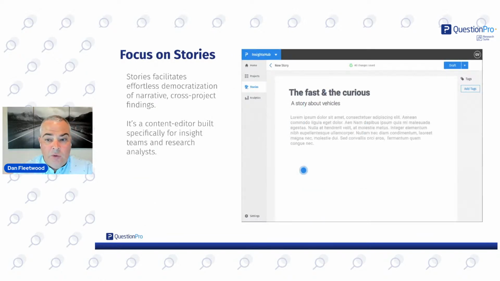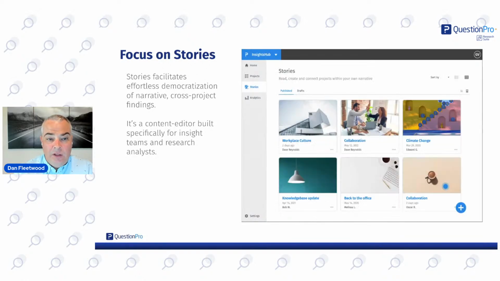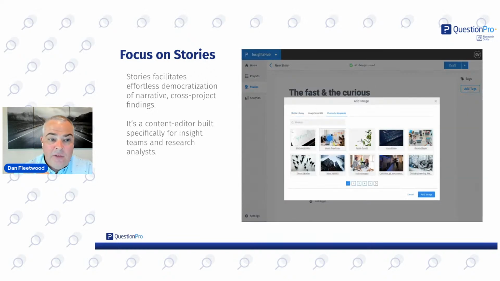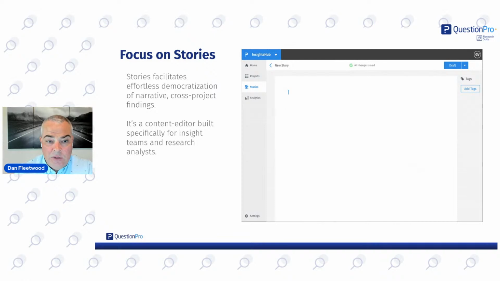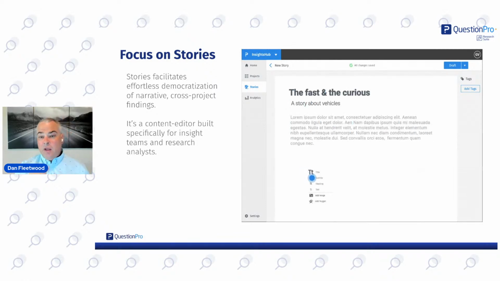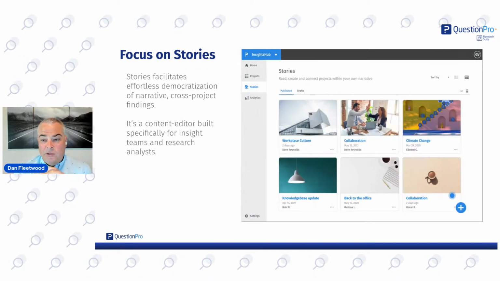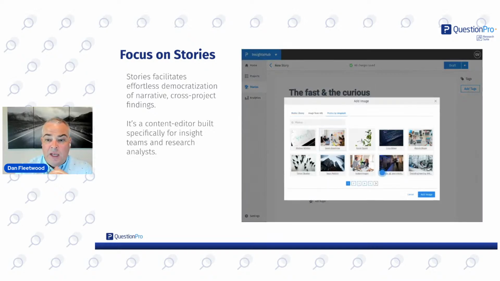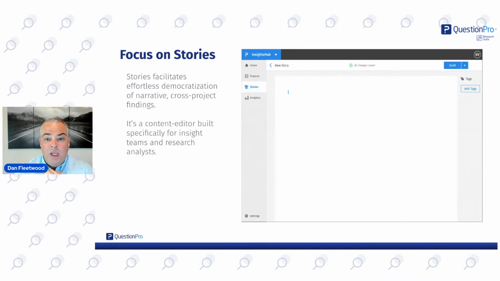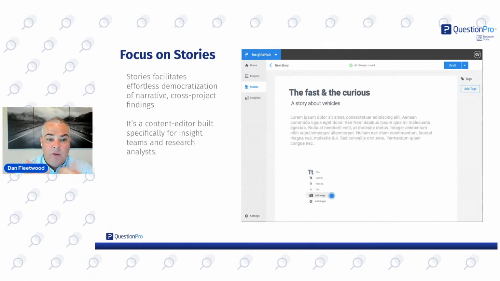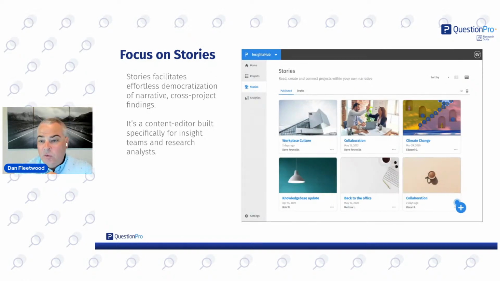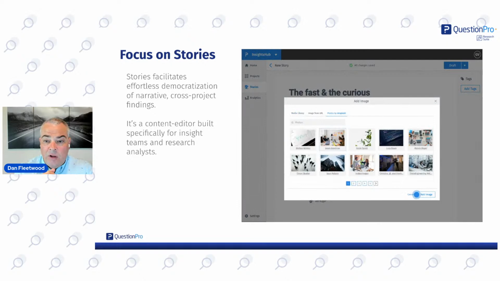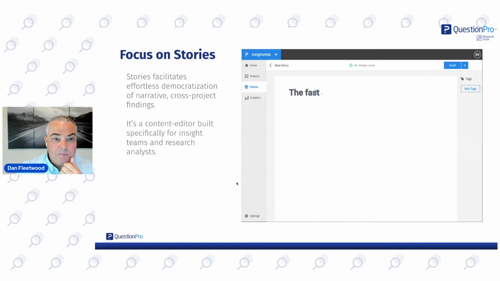And really focused on stories, as I mentioned, this is a way that you can come out with a narrative and cross-project findings. It's a content editor built into this Insights Hub specifically for insights teams. So you can see in the example here, you can add in the title, you can start to type in the text, you can add in different images that you want to include, and really make it more of a robust content building tool that you can use to start to report on the insights that you're uncovering in the research that you're doing.